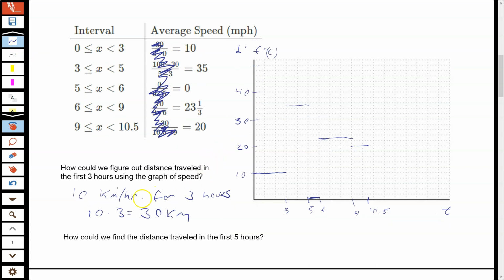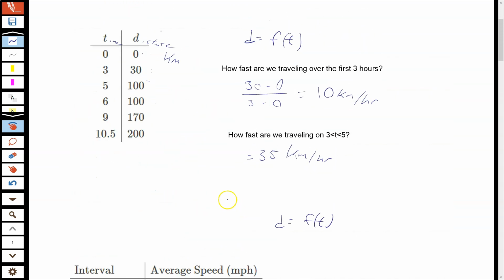Well, I'm going to do the same thing as I did before, so I'm going to do 10 times 3 for the first 3 hours, right? Plus, so that's my first interval in the table, or the first little piece segment of my graph here, plus 35, so that's speed for the second interval, times 5 minus 3 is 2 hours. Okay. So this would be the total distance traveled, so that's 30 plus 70 is 100. Okay, and notice, and that's 100 kilometers at 5 hours.